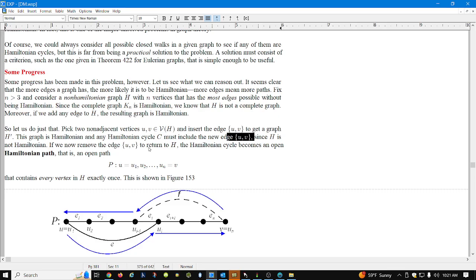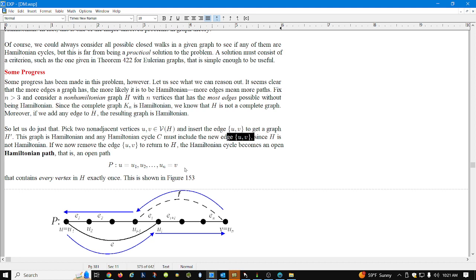What happens now if we take away that new edge? So we're back to the graph H. The Hamiltonian cycle now becomes an open Hamiltonian path. It still touches every vertex exactly once because we're just removing an edge, but it's no longer a cycle because now it's an open path. So I'll call that path P, and it goes from u to v in potentially several steps.